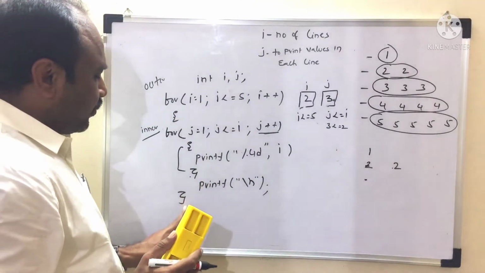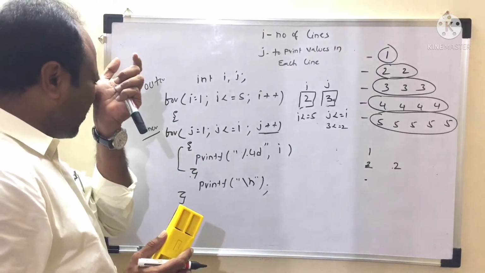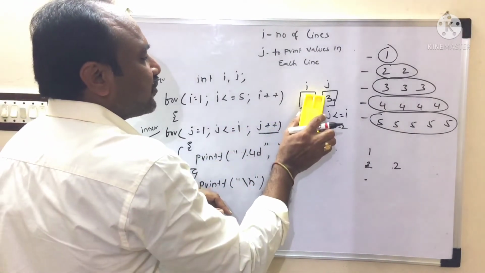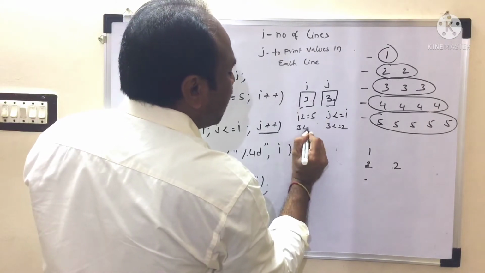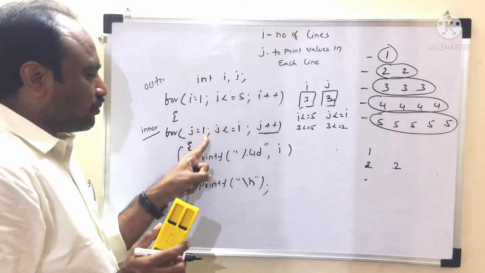Okay. Next, the outer for loop closes. If the outer for loop closes, again i++. The i value becomes 3. Is i <= 5? 3 <= 5, the condition is true. True means again come to here.